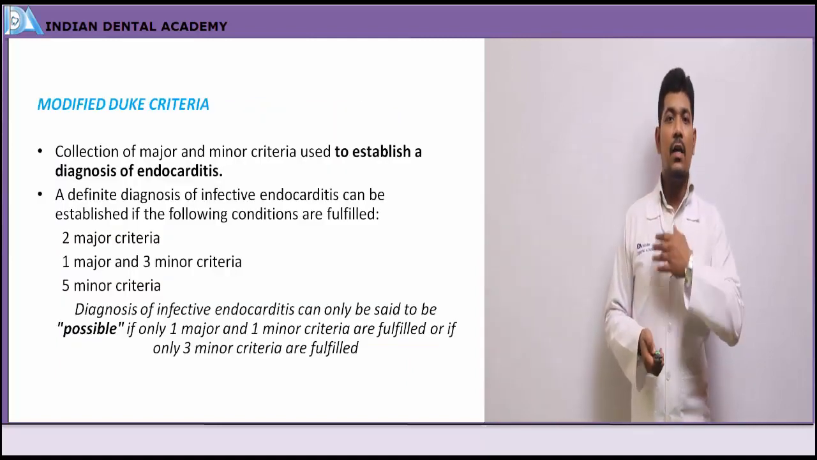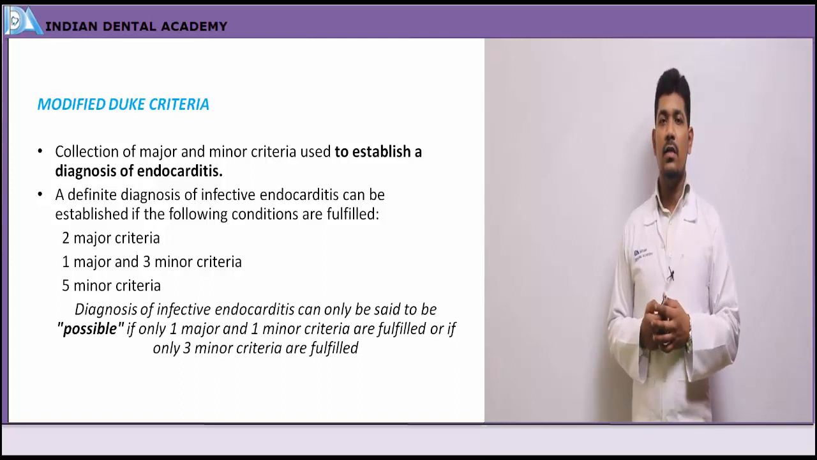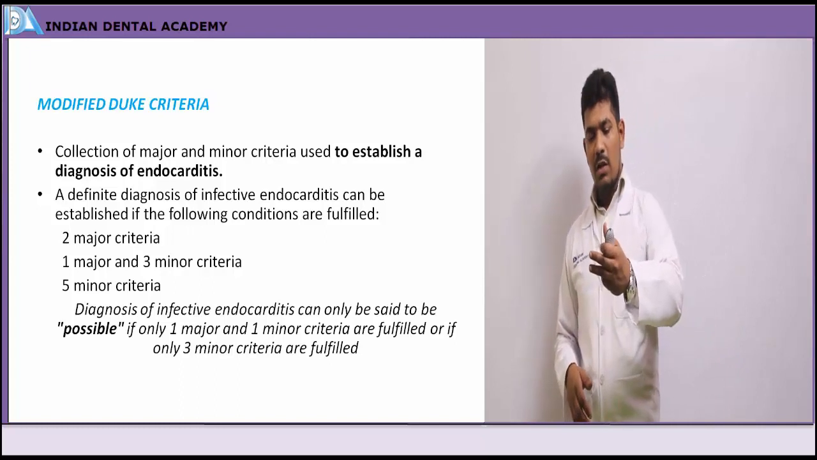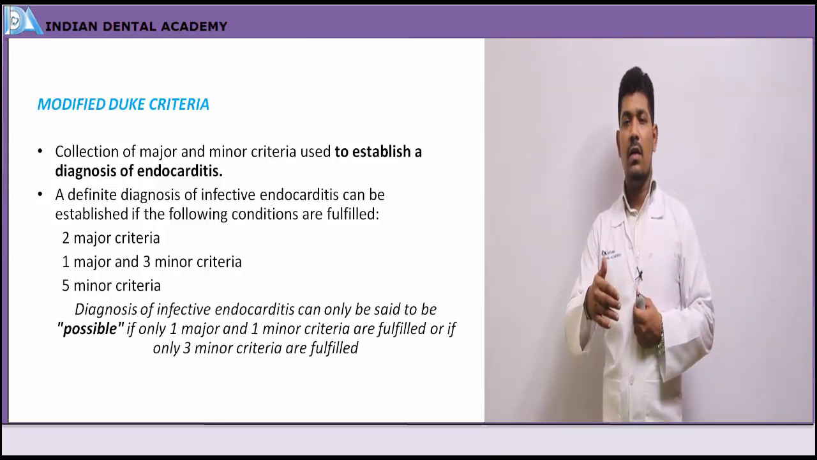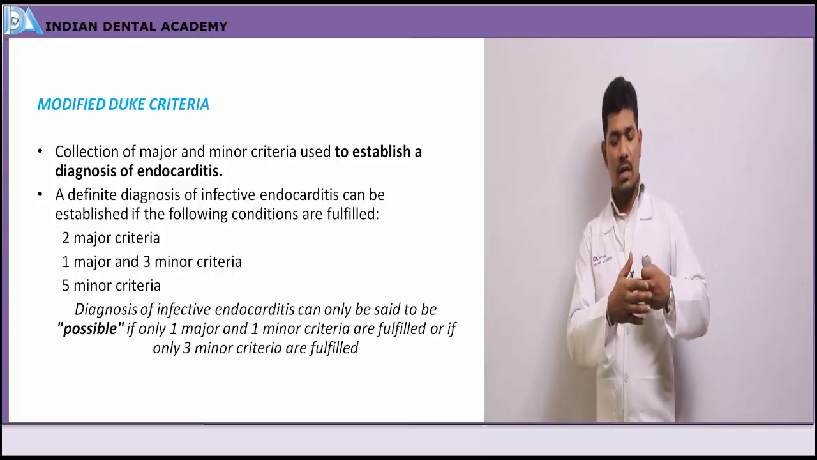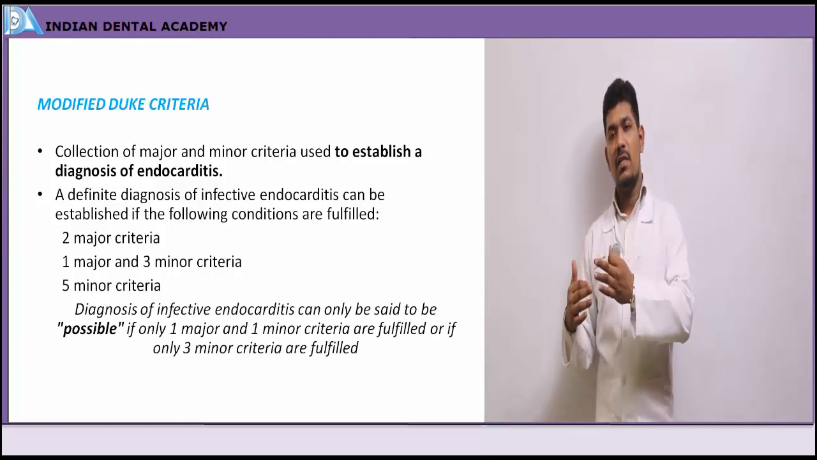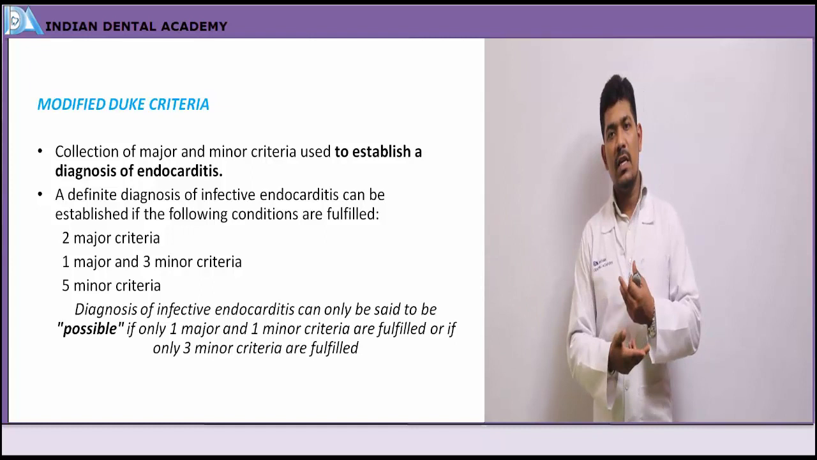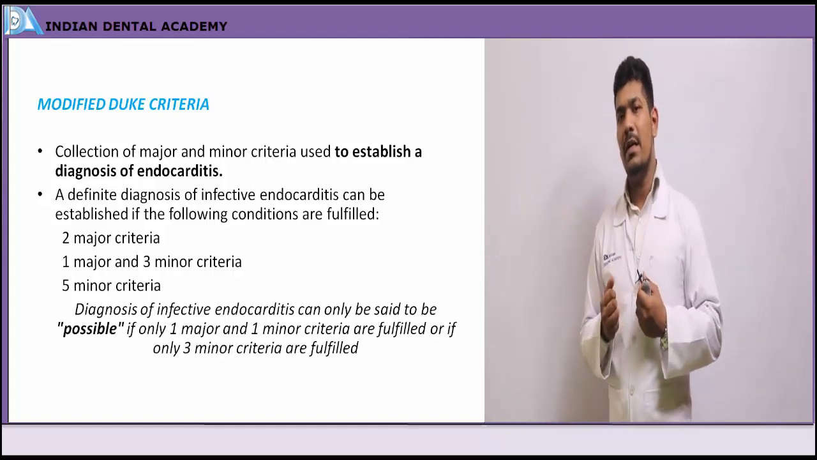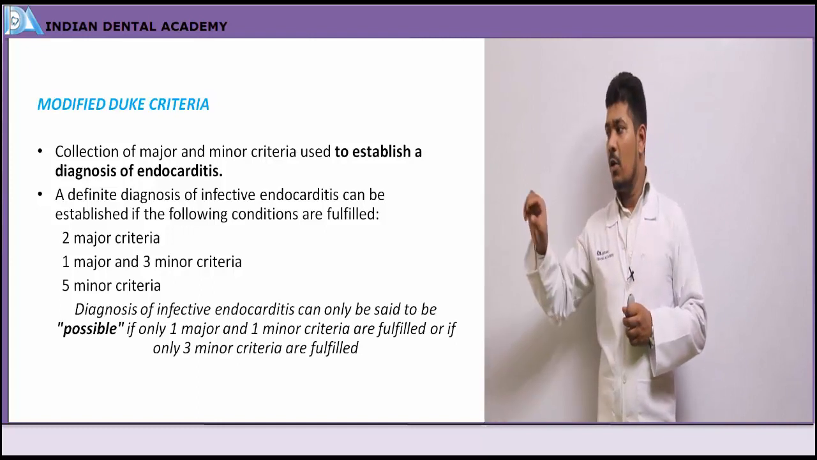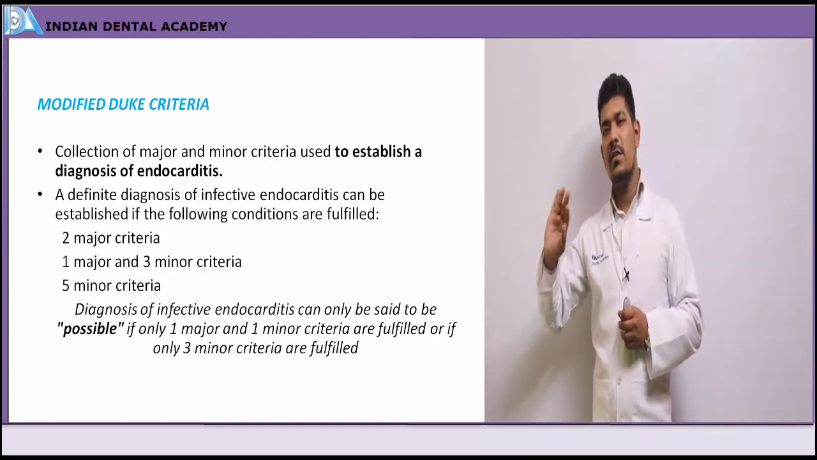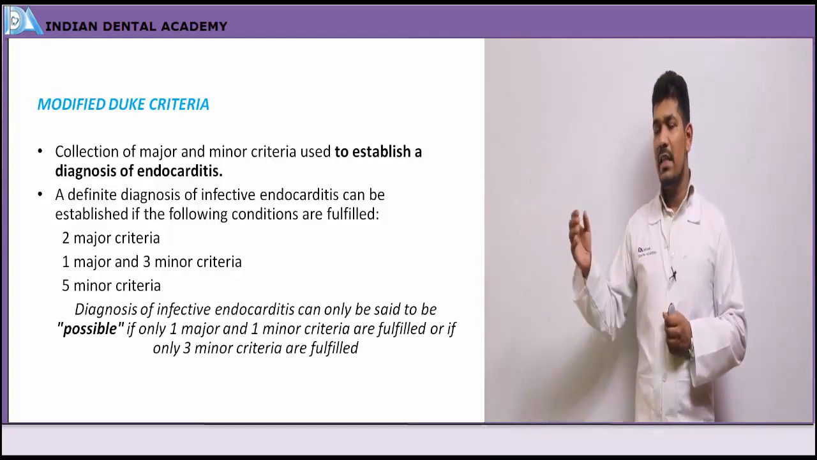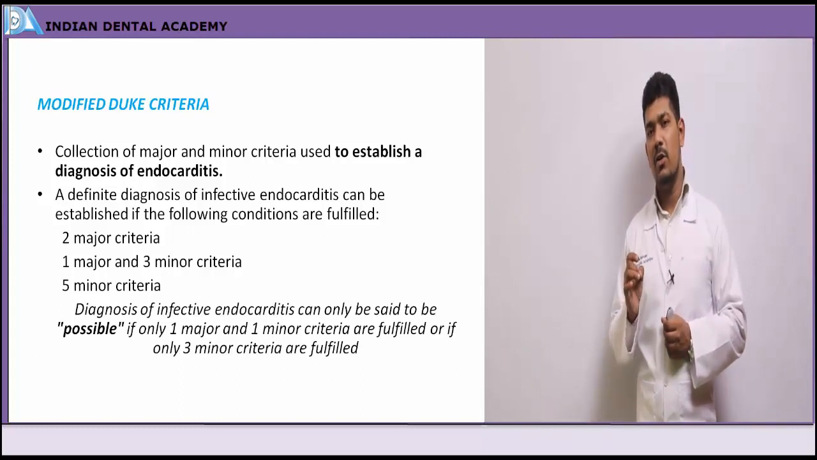Now to diagnose a particular case of endocarditis, that depends upon something called the modified Duke criteria. These Duke criteria include a list of major criteria as well as a list of minor criteria, wherein different combinations are present, such as 2 major criteria, or 1 major and 3 minor criteria, or 5 minor criteria. If any of these conditions is fulfilled, based upon the criteria given by Duke, then there is a definite diagnosis of bacterial endocarditis.